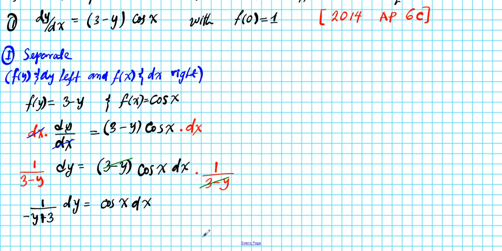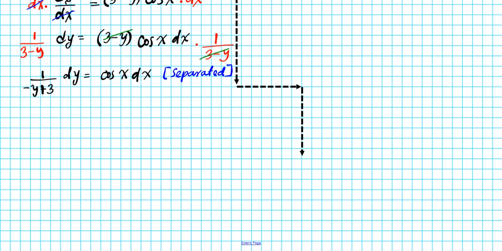Okay, now what have we accomplished so far? If you notice, we have f of y and dy on the left and f of x and dx on the right. So what we've done so far is successfully separate the equation. So it has been separated. Now the next step is to integrate both sides in order to get rid of the differentials. When we're looking for the particular solution, the goal is to get y isolated, because we're looking for what y is equal to.